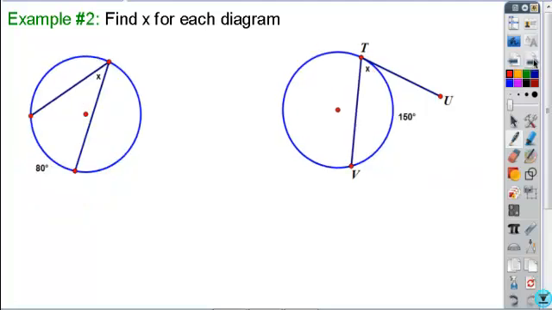All right, let's take a look at the other direction if you're given the intercepted arcs. All right, again, this is pretty straightforward. X is going to equal half of its intercepted arc, so it'll be 40 degrees. And finally, the X on the second example, half of its intercepted arc is going to be 75 degrees. Okay, questions on any of those? Again, this is a pretty basic concept.